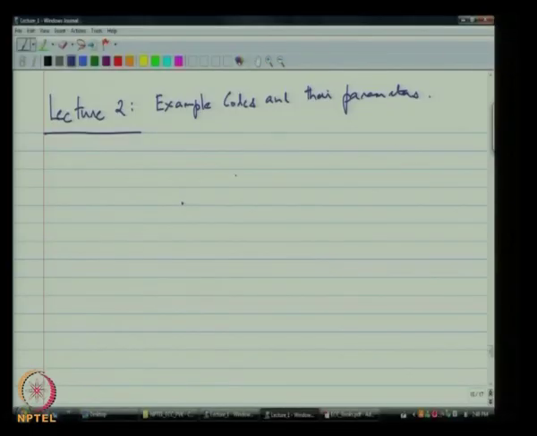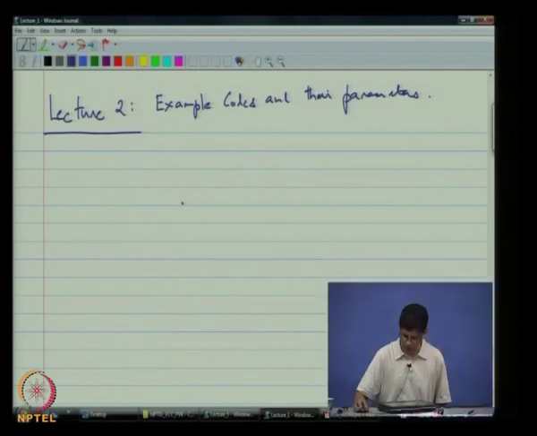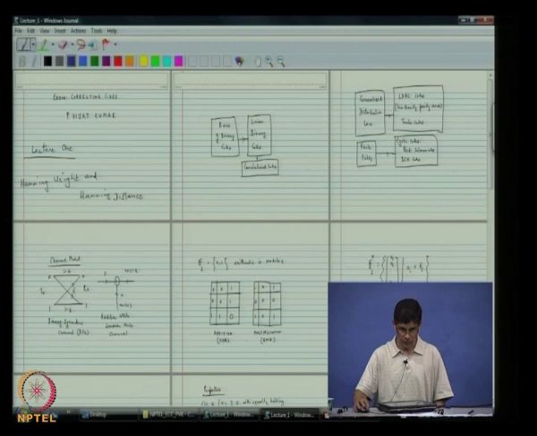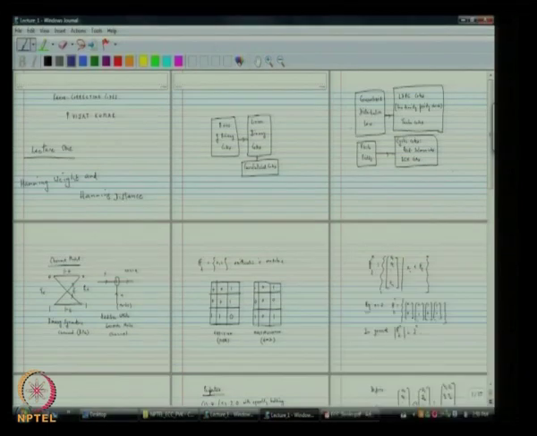Lecture 2 is example codes and their performance. So, let us quickly preview the previous lecture. Just for an overview purpose, I think that this level of magnification should suffice. What I did last time was basically said I am going to introduce the course in terms of a flow chart. So, here what you see here is a flow chart.